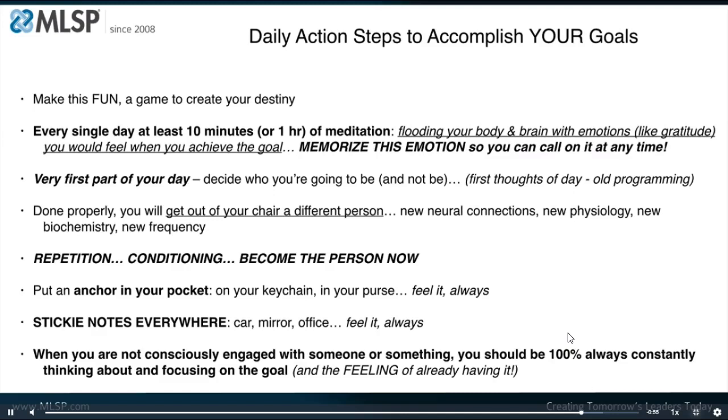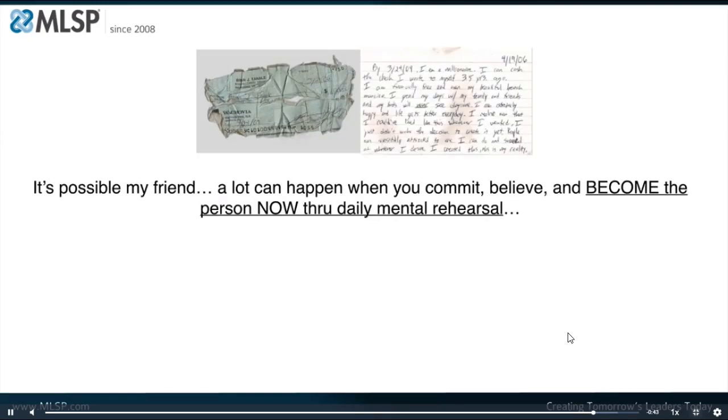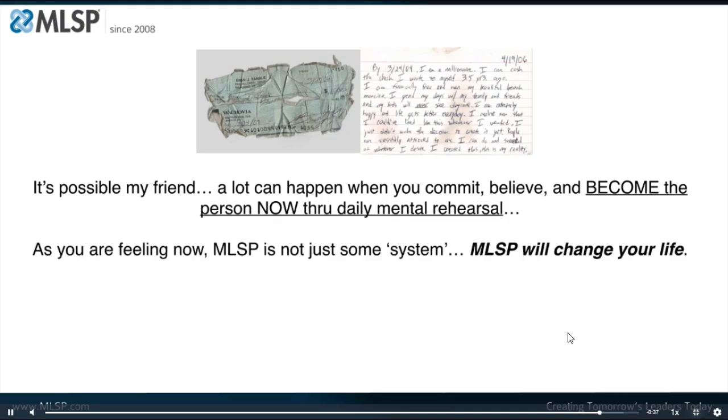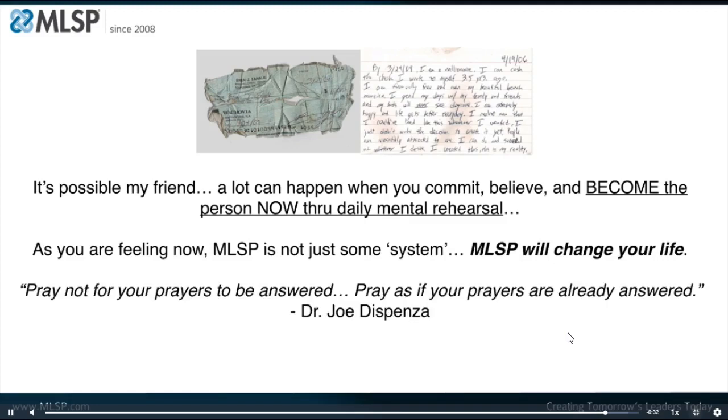When you are not consciously engaged with someone or something, you should be 100% always constantly thinking about and focusing on the goal and the feeling of having already achieved it. It's possible, my friend. A lot can happen when you commit, believe, and become the person now through daily mental rehearsal. As you are probably feeling now, MLSP is not just some system. MLSP will change your life.